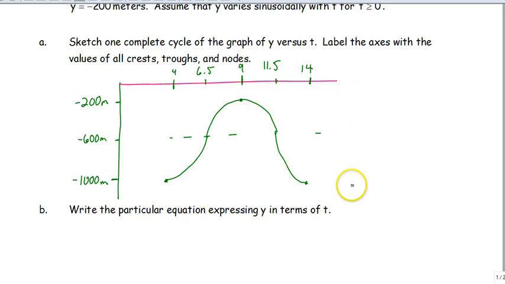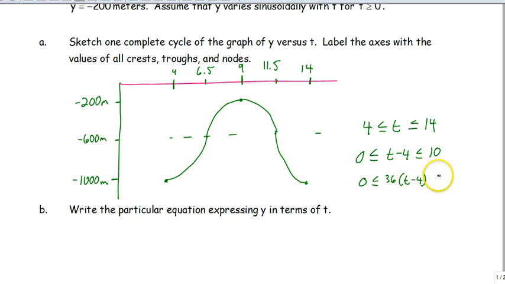So I'm going to start writing the particular equation right here. The graph that I just sketched out is going from t of 4 to 14. So I'm going to solve to get the guts of the problem. And remember, we want it to go from 0 to 360 because these curves have that as a period normally. And there's the guts. And we're in degrees for this one.